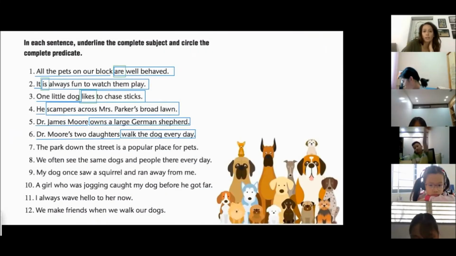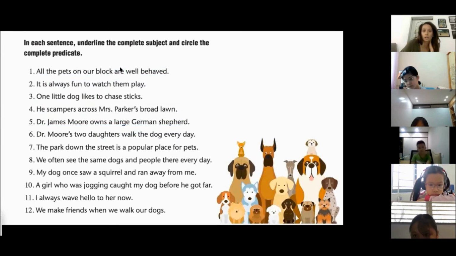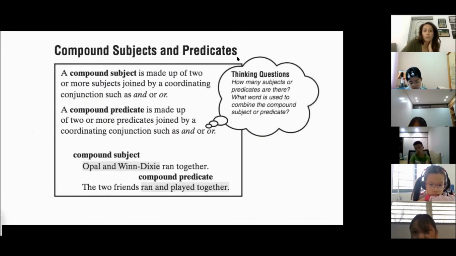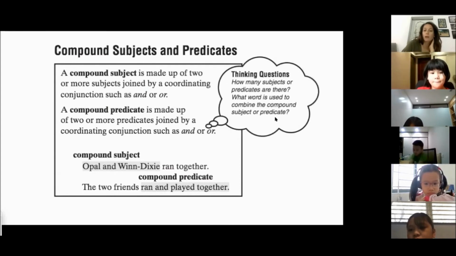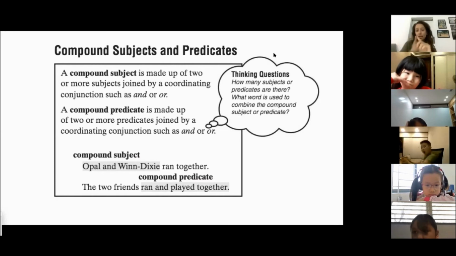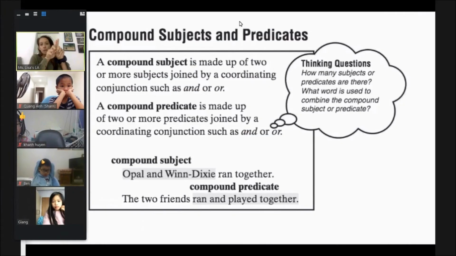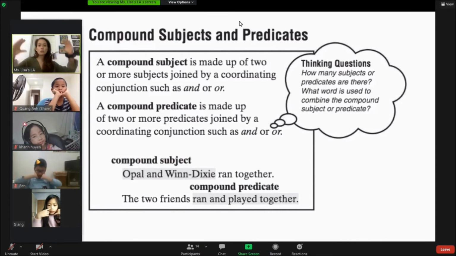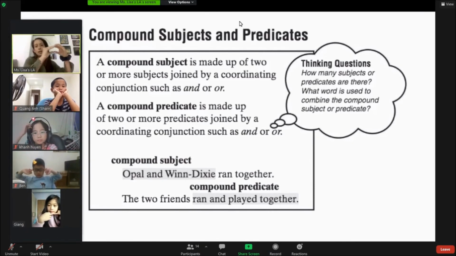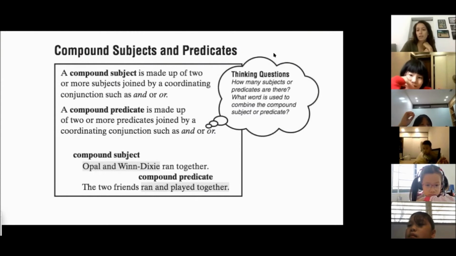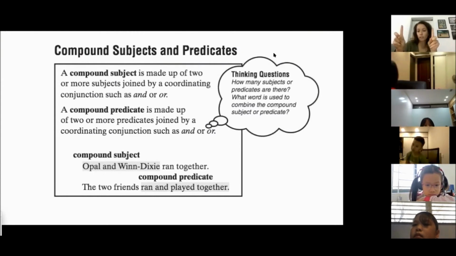All right, I'm going to send the rest of the answers home in the report today, so we need to move on. Okay, so now we need to talk about compound subjects and predicates. A compound subject is made up of 2 or more subjects joined by a coordinating conjunction such as and or or. Like a compound sentence has 2 simple sentences joined together. A compound word is made up of 2 smaller words. Okay, a compound subject is made up of 2 or more subjects.